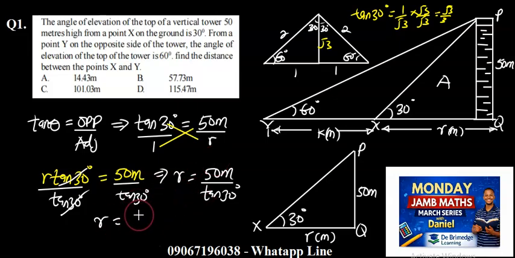So this is going to become 50 divided by root 3 over 3, right? If we solve this out, therefore r is going to be 86.6 meters. So r is going to become 86.6 meters. All right, so we've gotten r, but now we need to use this again to complete the next part.